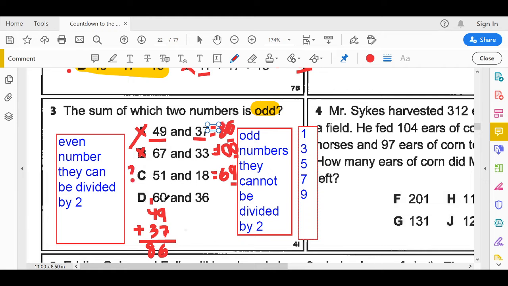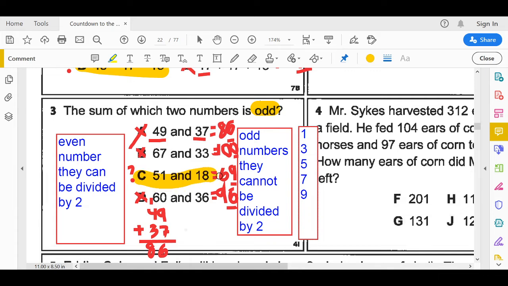Let's finish with letter D, 60 and 36. When you add the two of them, that is 96. My last digit here is a 6. So it is not 1, 3, 5, 7, or 9. That means it is not an odd number. And I already have the answer. My answer should be letter C, because the number 69 is an odd number.